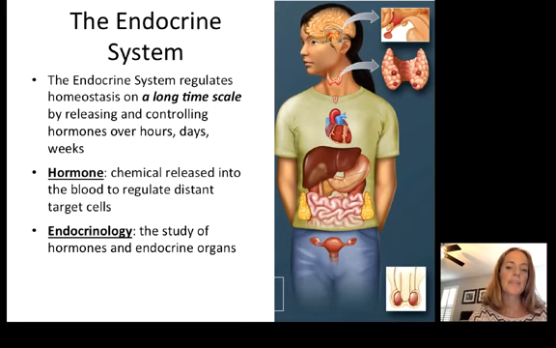So, a hormone is a chemical. Specifically, it's a chemical signal that is released into the blood to regulate distant target cells. So, there will be an endocrine gland that releases a hormone, a chemical, into the blood. It's going to travel through the entire bloodstream, and it will then reach its target organs and target cells. So endocrinology is the study of hormones and the endocrine organs that produce and regulate the release of hormones.